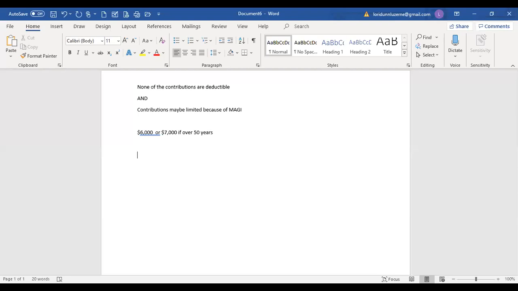Unmarried, if your MAGI is less than $124,000, you can make a full contribution to a Roth IRA. If your MAGI is between 124 and 139, your $6,000 contribution amount will phase out. And once your MAGI is at $139,000, you are not allowed a contribution in that year. So you do this test every year. For married individuals, their phase out starts at $196,000, and once they reach $206,000, done, no contribution. And then you can see the limits for those married filing separately. They basically can't have a Roth IRA.